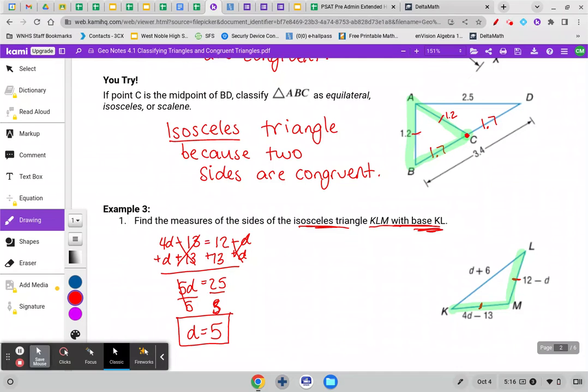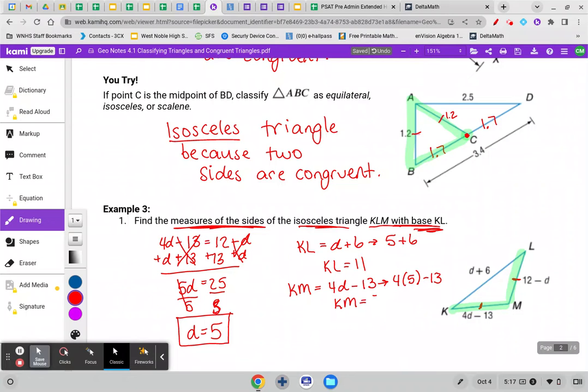Okay, now that isn't my final answer. I know I did put a box around it, but it wants me to find the measures of these sides. So I need to plug this in. So if I want to find KL, the equation for KL is D plus 6. Since I know D is 5, I'm going to say 5 plus 6, and KL is equal to 11. I'm also going to do the same thing with KM. KM's equation is 4D minus 13. I know D is 5, so 4 times 5 minus 13, or 20 minus 13, which is equal to 7.